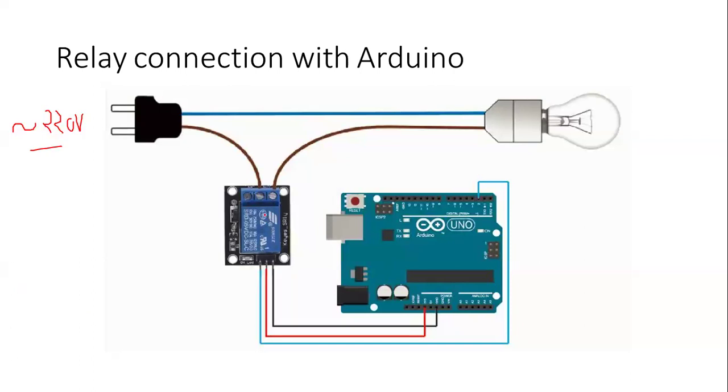And when we are giving signal high, the bulb will be on, and this connection will be completed, and when there is no signal, this connection will be cut like this. So this is how the relay is working. Now we are going to use this relay for making a project.